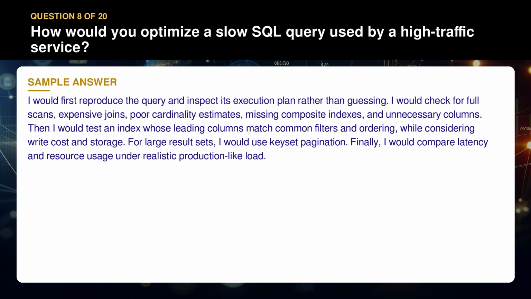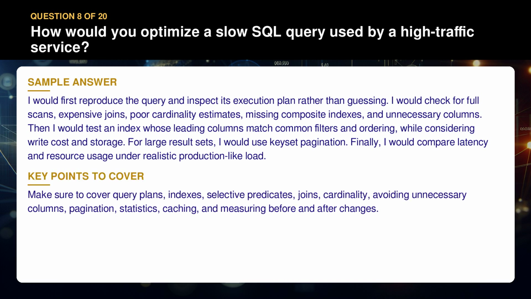For large result sets, I would use keyset pagination. Finally, I would compare latency and resource usage under realistic production-like load. Make sure to cover query plans, indexes, selective predicates, joins, cardinality, avoiding unnecessary columns, pagination, statistics, caching, and measuring before and after changes.